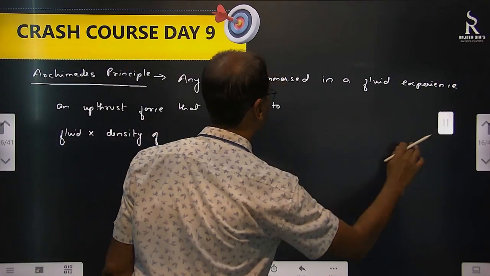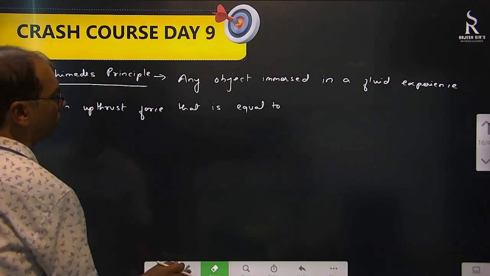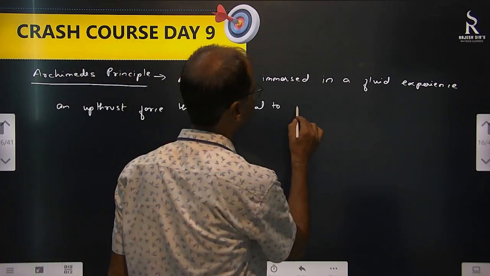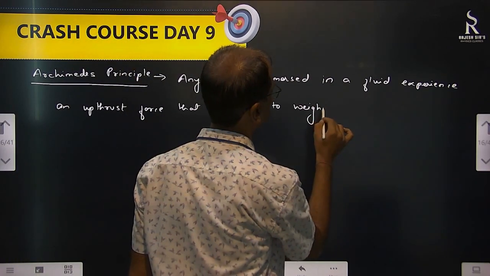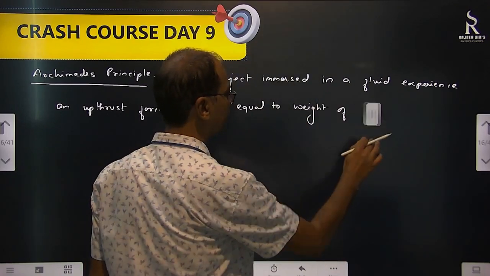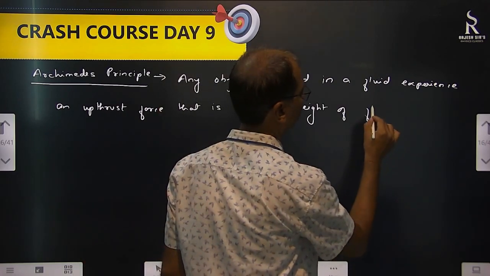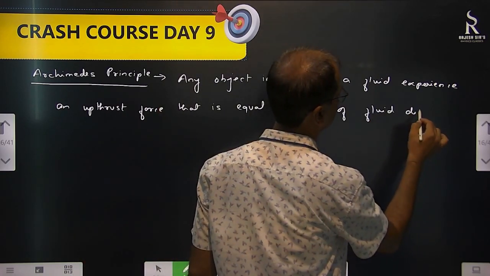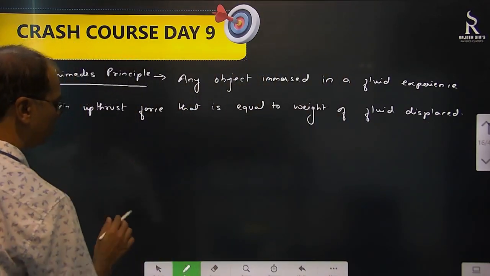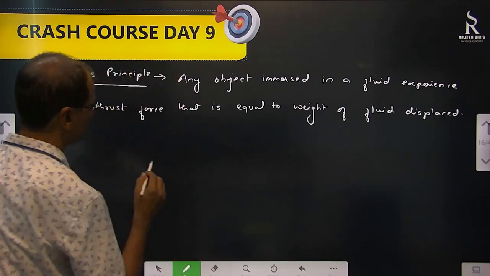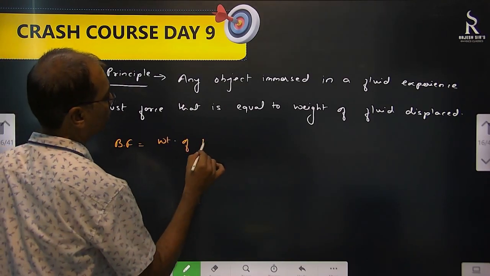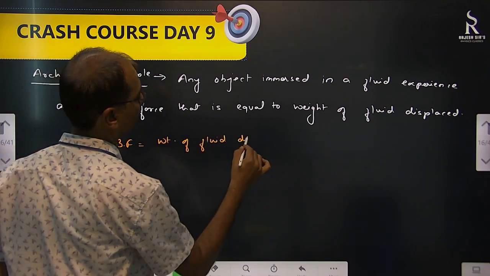Okay. Then weight of liquid displaced we'll be writing as into and all that. Any object immersed in a fluid experiences an upthrust force that is equal to weight of liquid displaced or weight of fluid displaced. Okay. So buoyancy force or upthrust is equal to weight of fluid displaced by object.